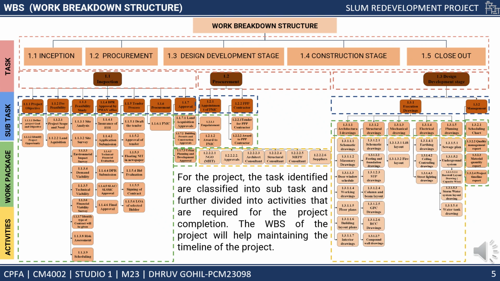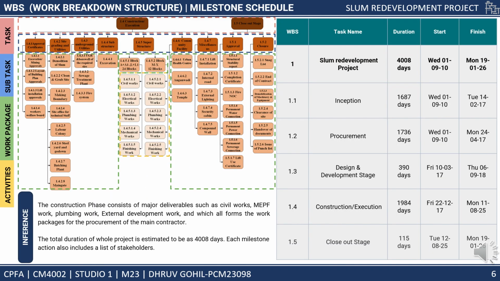In the design development stage, the subtasks are execution drawing and management. In the construction execution phase, the subtasks are approval certificate, site grading and utilities, underground utilities, substructure and superstructure, and community facility and miscellaneous expenses. In the closeout stage, the subtasks are miscellaneous activities, approval and closure phase.